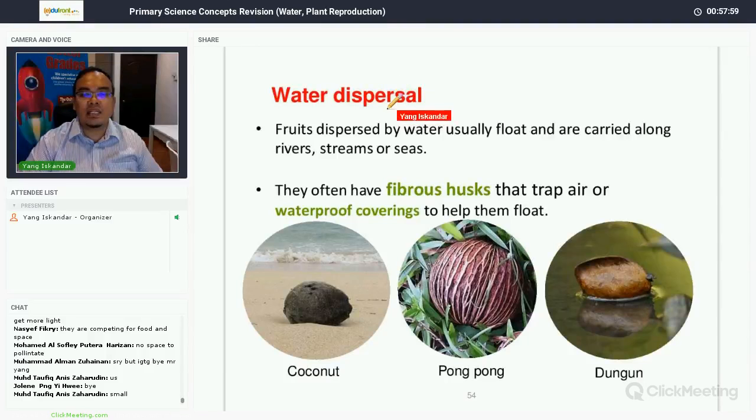Next, seed dispersal by water. Fruits dispersed by water usually float and are carried along rivers, streams, and the sea. So they often have fibrous husks that trap air or waterproof coverings to help them float. Examples here: coconut, pong pong, dugu.